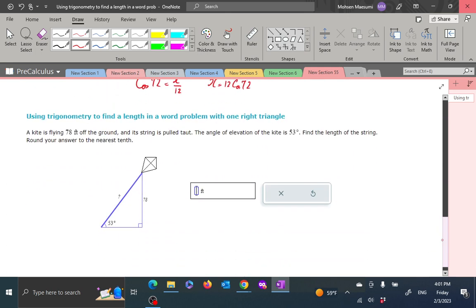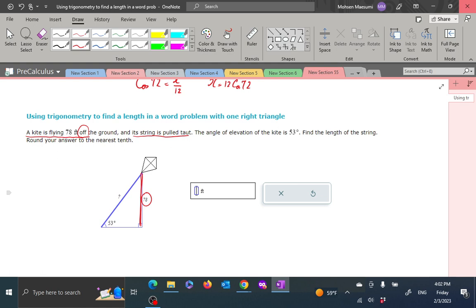Here is, let's go fly a kite. So fly the kite. A kite is flying 78 feet off the ground. 78, and the picture is helping us. So what is 78? 78 feet off the ground means that's how high it is from the ground, and its string is pulled taut, so there's no slack, or it's not sagging or anything.